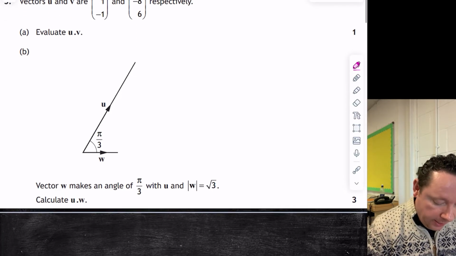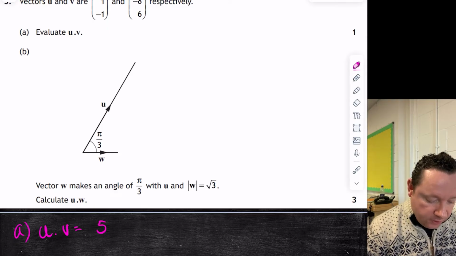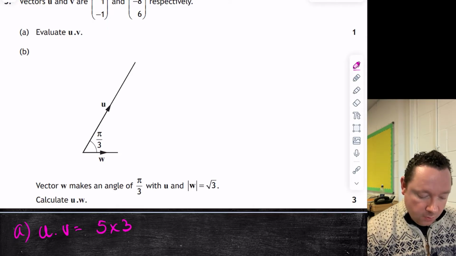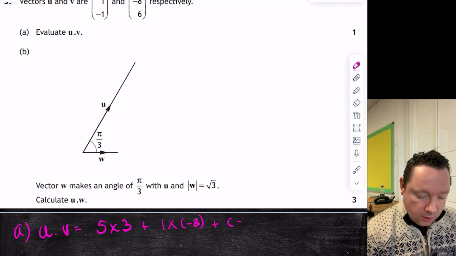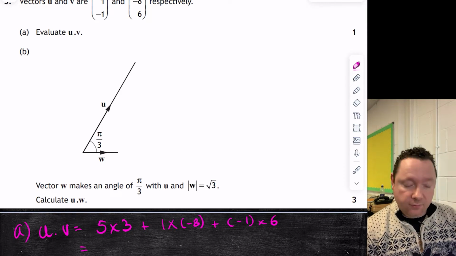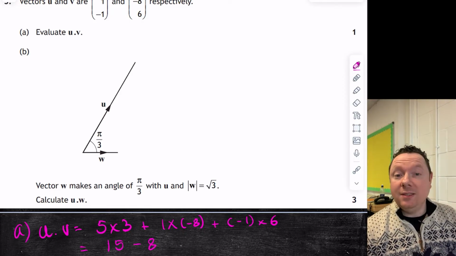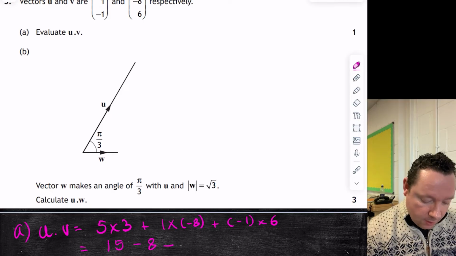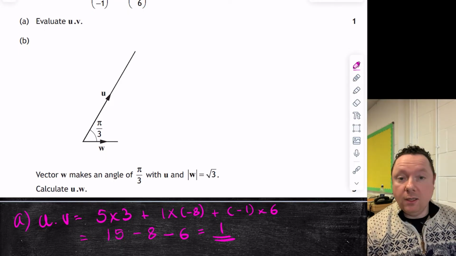So for part A, u dot v, that's just equal to 5 times 3, the top numbers, plus 1 times minus 8, the second numbers, plus minus 1 times 6. So working out these, being careful of our negatives, 5 times 3 is 15, 1 times minus 8 is minus 8, minus 1 times 6 is minus 6, 8 and 6 is 14, so that equals 1. And we're done there.